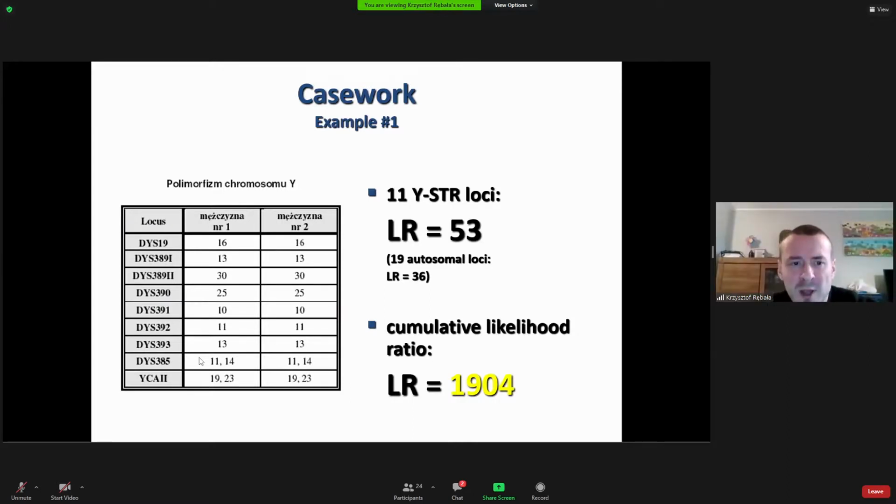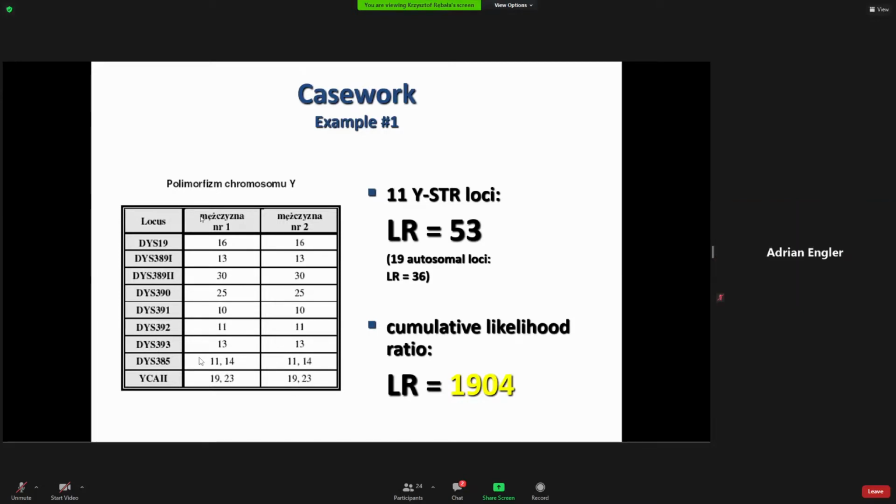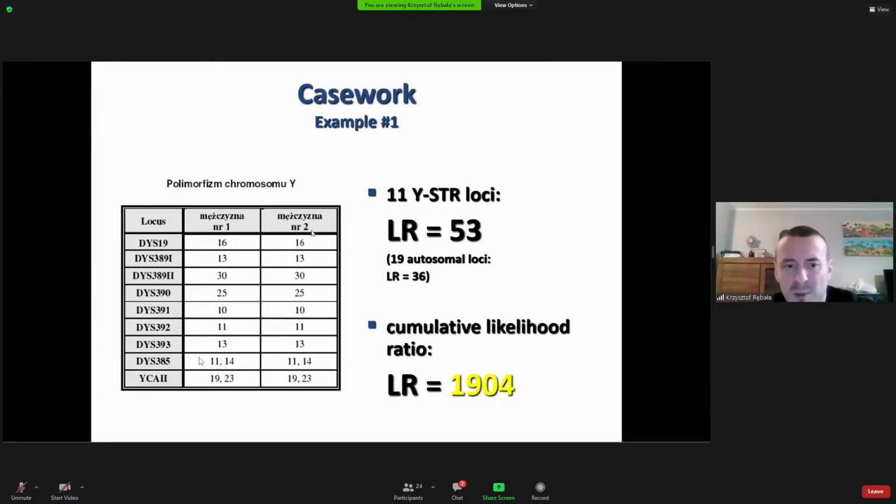But please take a look. We already know that both these two men have the same haplotypes, so they have actually identical haplotypes. But we would like to get to know something about the Y chromosome of the Italian. Let's imagine, let's say that this is the Italian man.